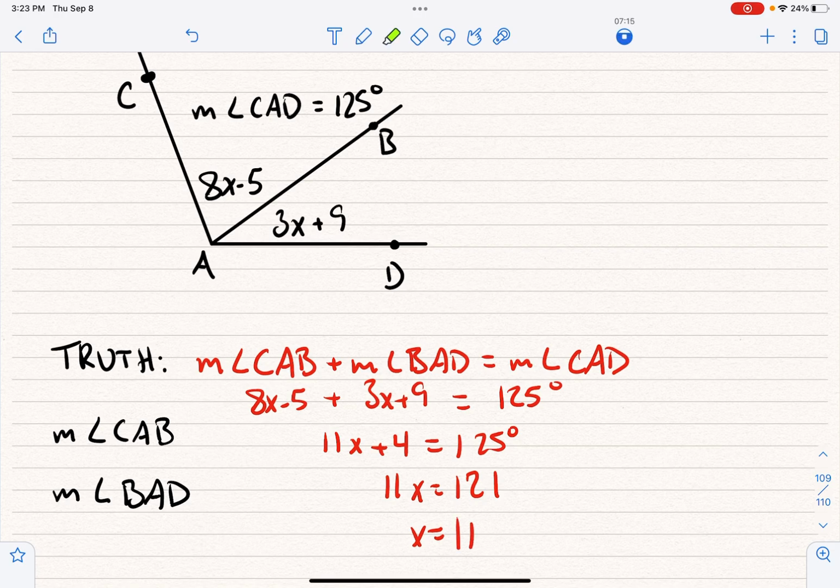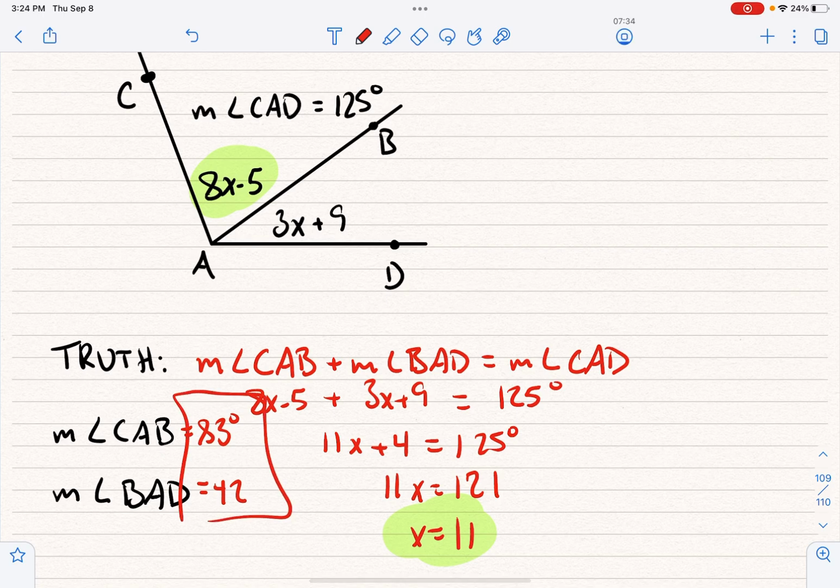And then you take this answer and plug it back in up here. 8 times 11 is 88. Minus 5 is 83. And then 3 times 11 is 33, plus 9 more would be 42. And to make sure, these two add up to be what we have. And they do. I hope this helped. A quick review on segment and angle addition postulate.